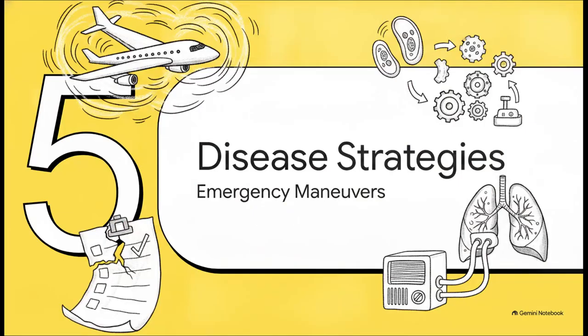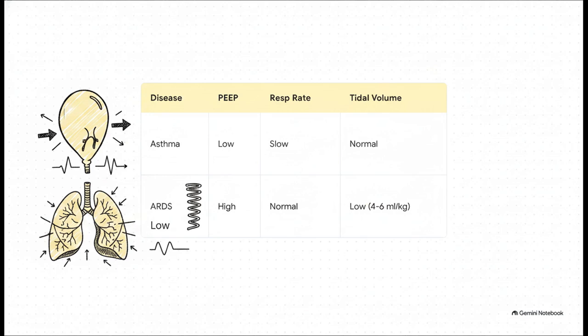Finally, let's look at Section 5. Disease-specific strategies, emergency maneuvers. A standard pre-flight checklist is great, but it won't save you when you hit severe turbulence. In the ICU, you're going to face vastly contrasting approaches depending on the specific pathology. Take a severe asthma patient, for example.